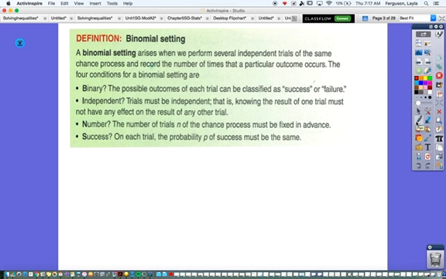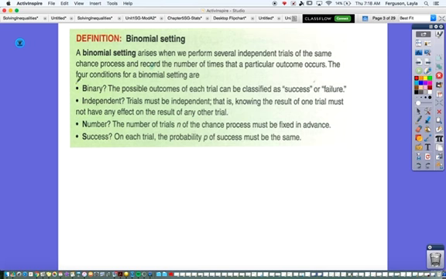The definition of a binomial setting says that it arises when we perform several independent trials of the same chance process and record the number of times that a particular outcome occurs. The 4 conditions for a binomial setting are: Binary, the possible outcomes of each trial can be classified as a success or a failure. Independent, trials must be independent. That is, knowing the result of one trial must not have any effect on the result of any other trial. Number, the number of trials n of the chance process must be fixed in advance. And Success, on each trial, the probability p of success must be the same.